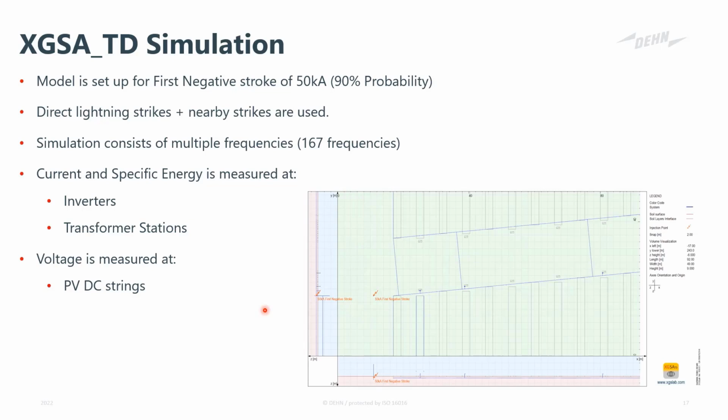The setup, as you can see, string inverters are located here next to rows in the central areas where the roads are located. And the central transformer station ties everything up somewhere here towards the right-hand side of this image. So we will be measuring specific energy and current at all the inverters that are close to the lightning strike, also at the transformer station itself. And for interest, we also measure voltage on the PV DC strings behind the PV modules to see what the induced voltage is from the lightning strike itself, to see if the overvoltage will cause damage to the PV modules.